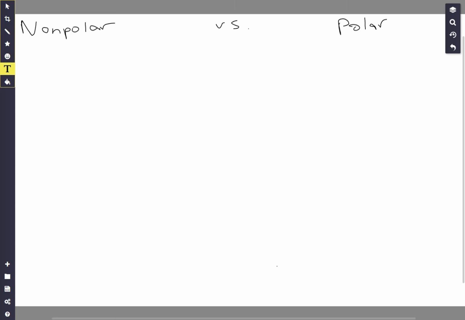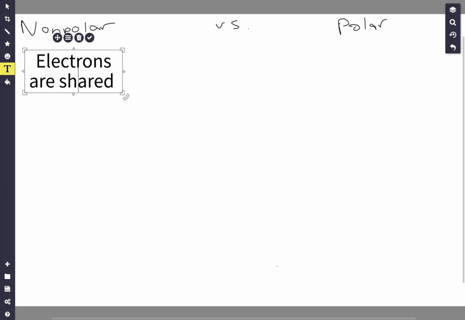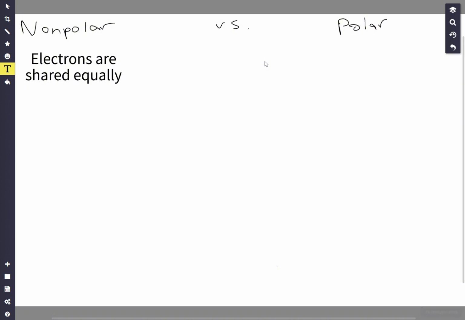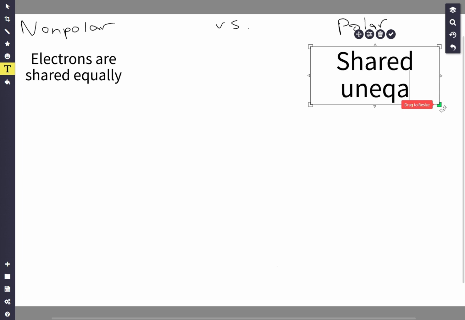What's the difference between polar and nonpolar covalent bonds? In a nonpolar covalent bond, the electrons are shared equally. So electrons aren't going to favor one atom over the other. They are shared equally. In a polar covalent bond, electrons are shared unequally between the atoms. The electrons that are being shared are going to move closer to one atom over the other. They are shared unequally.